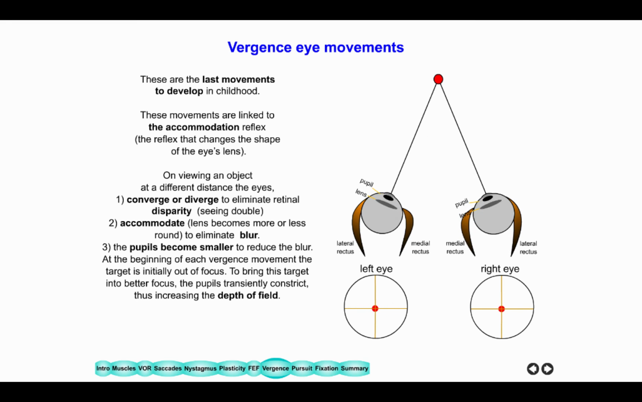The third thing that happens is the pupil starts changing shape. And it does so at the beginning of each movement, it seems. It's trying to respond to the blurring. Because when the target moves to a near or a far position, it's blurred initially because it's at the wrong position for the eye or the lens. So the eye responds by making the pupil smaller, and so you see a crisper image, at least for a little bit of time. So it increases your depth of field.